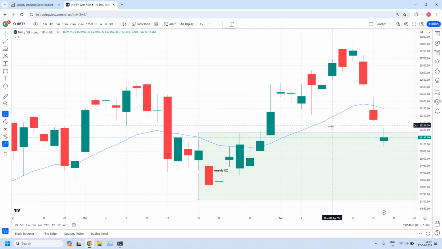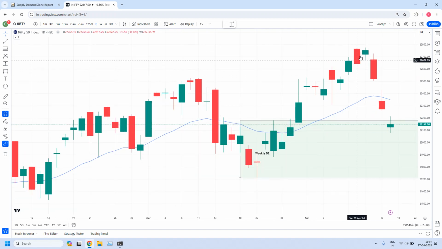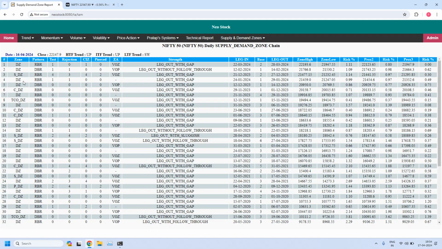compared to the daily. So anyway, at present, daily is not having any supply zone. So look into our NeoStock report also. It also did not identify any supply zone. There is no supply zone even as per the report also.